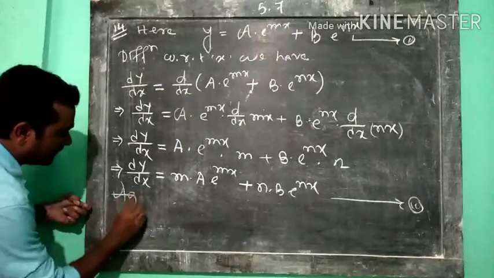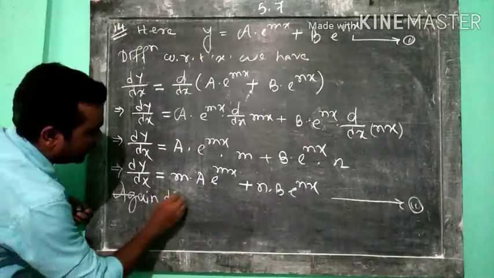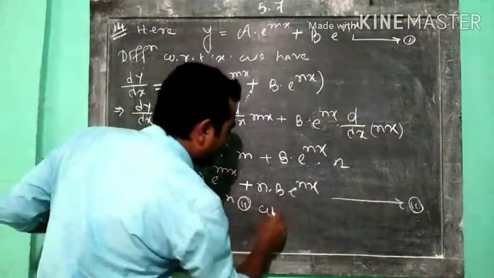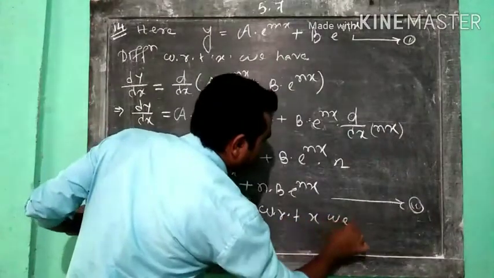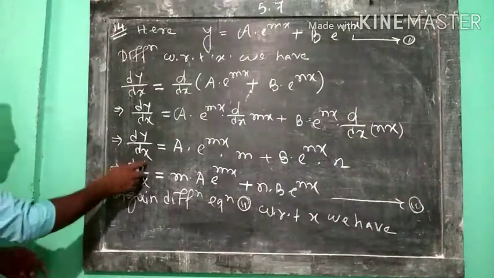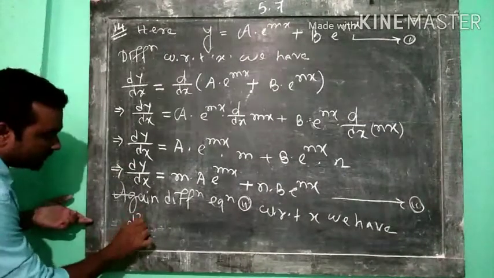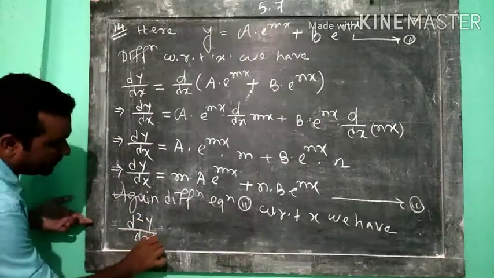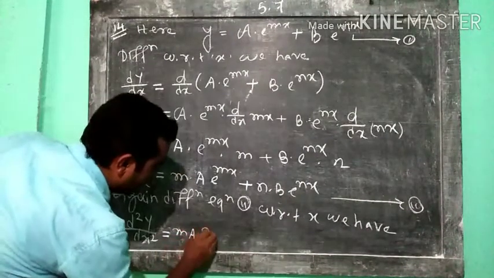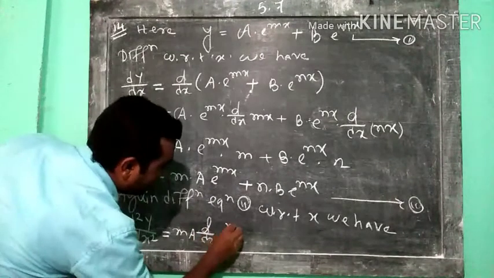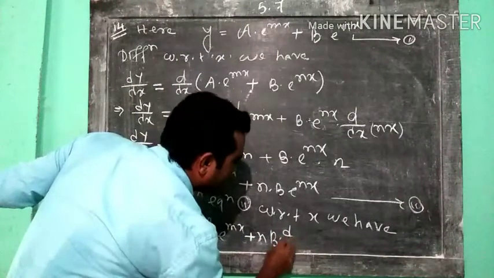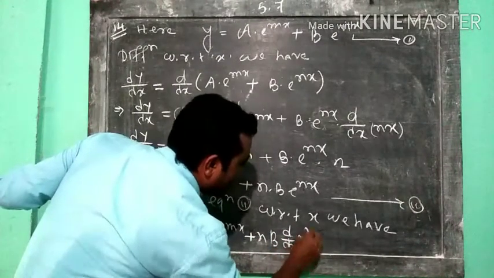Again differentiating equation 2 with respect to x, then we have, if we differentiate dy/dx with respect to x, we get d2y/dx2. This is equal to, m a is constant, and d/dx of e to the power mx, plus here nb is constant, d/dx of e to the power nx.